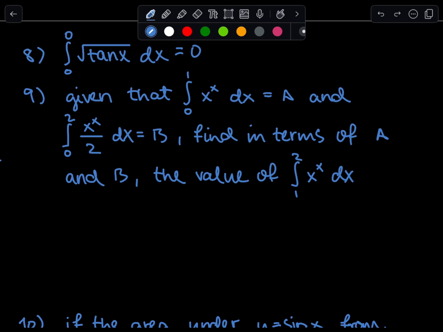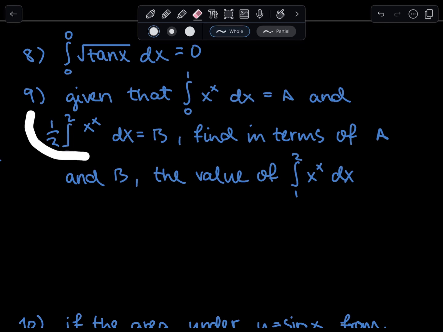Now, we can say that we can pull the 1/2 out, as I was saying, and we can, using this equation, multiply both sides by 2.